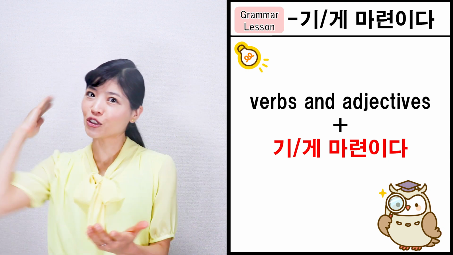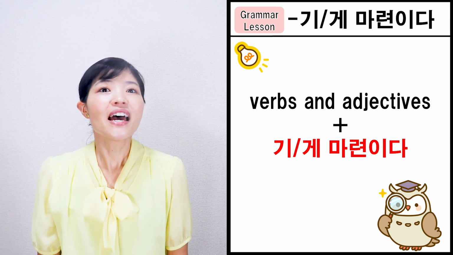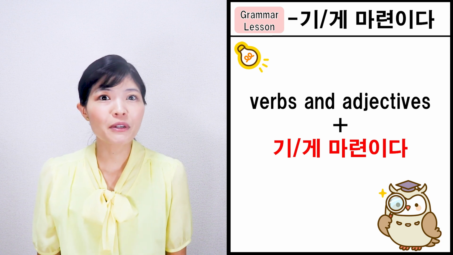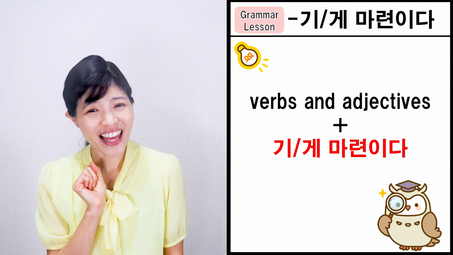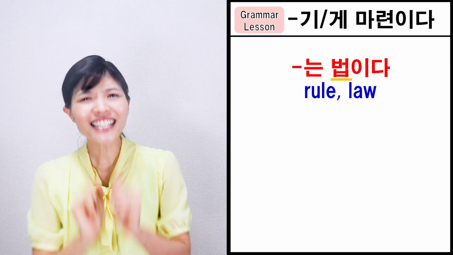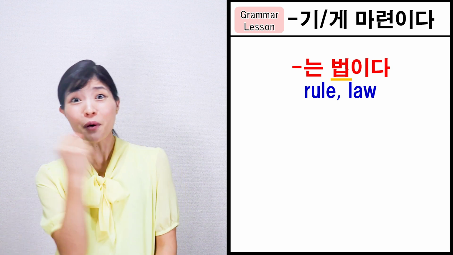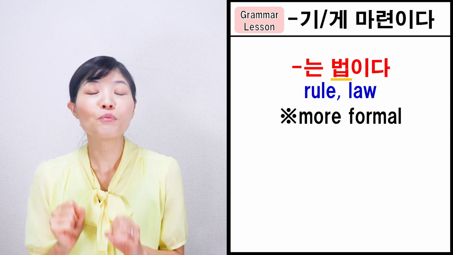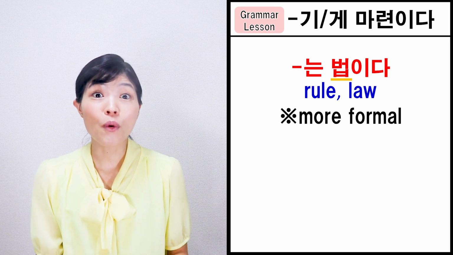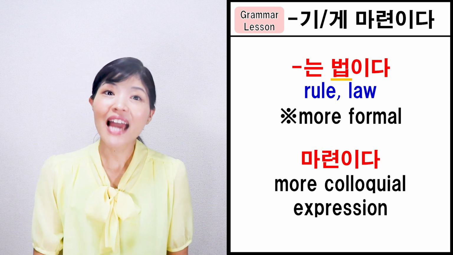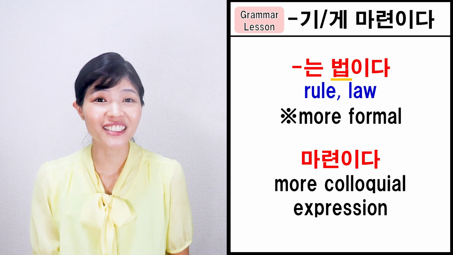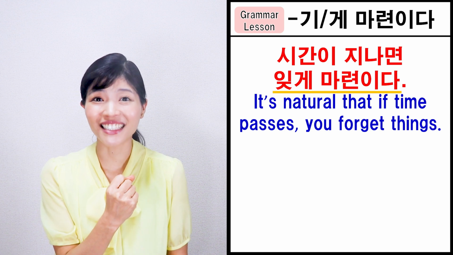Wow, it's pretty straightforward. By the way, there is a similar expression to this grammar which you learned before. Do you remember that? Was it 는 법이다 or something? Yes, that's right. You are on a roll. 는 법이다 sounds more formal because there is a word 법 which means rule or law. On the other hand, 마련이다 is a more colloquial expression. Then let's read the sample sentence.